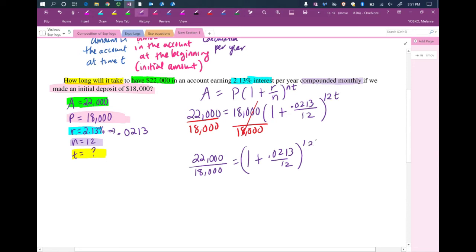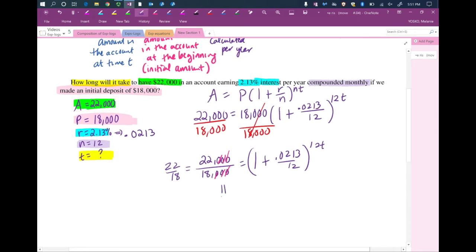Now, I'm going to simplify a bit. These zeros will cancel right here. So I really have 22 over 18. Well, both of those are divisible by 2. So divide them by 2. 22 divided by 2 is 11. 18 divided by 2 is 9. So I get 11 ninths equals (1 plus 0.0213 over 12) to the 12t. You may be tempted to put this in a calculator right now. Don't. Just keep it for now. We're going to put the calculator in all at once.